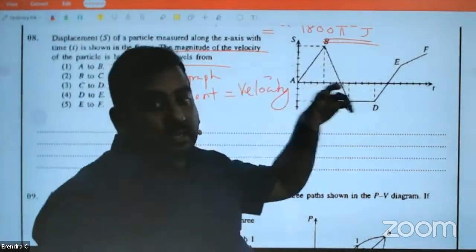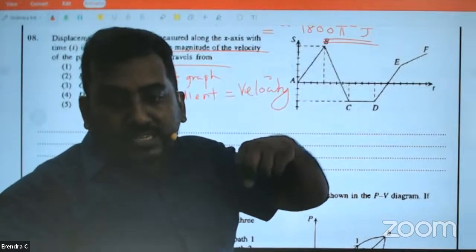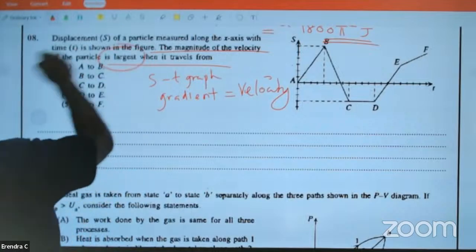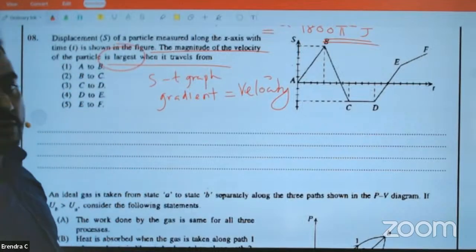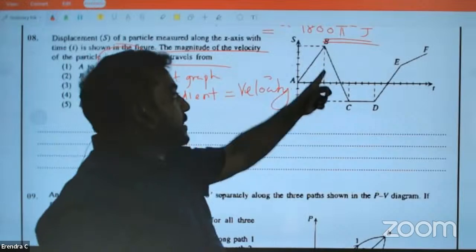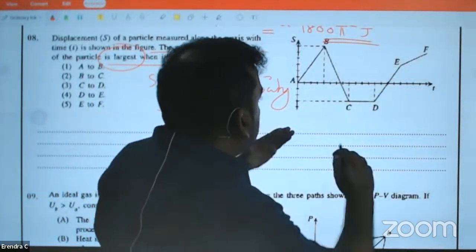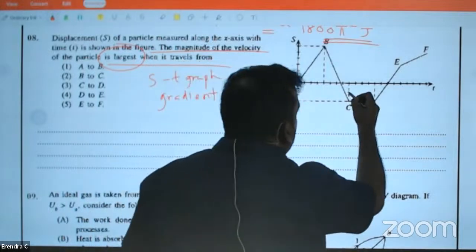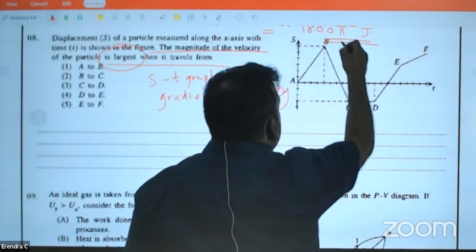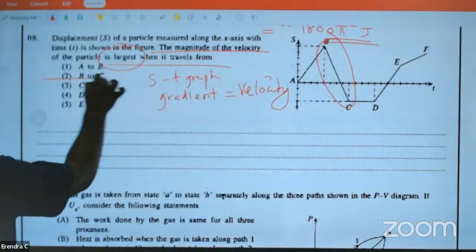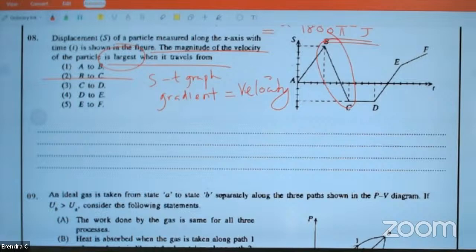Now you must select. What is the question? The question is, which object has the largest magnitude? Largest magnitude means largest gradient. Please look at this and tell me which has the largest gradient. Largest slope. Looking at this, I can say this slope is bigger. BC, no? So B to C has the largest slope. Very easily you can get B to C.